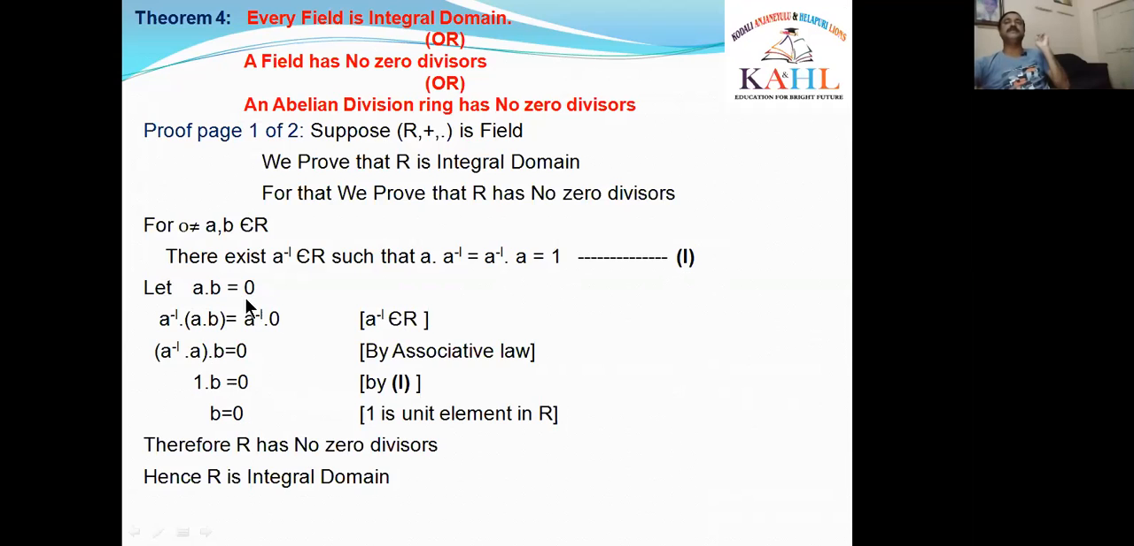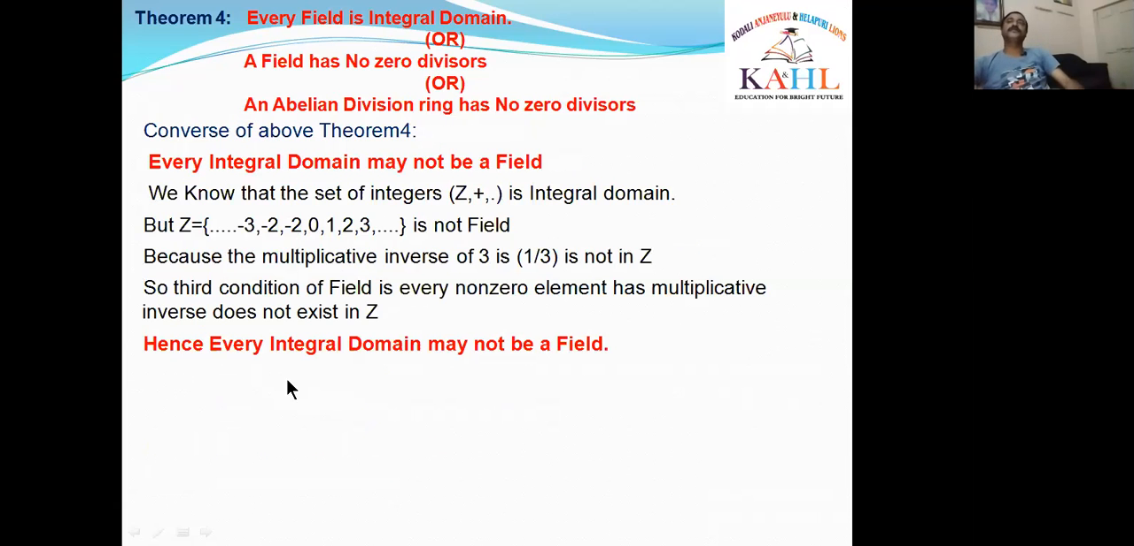We have taken AB equal to 0 and A is not equal to 0. That means we proved that B equals 0. Therefore, R has no 0 divisors. That means R is an integral domain. We have taken R is a field and proved that R is an integral domain. Right. Next we go to another theorem, that means the converse of this theorem.